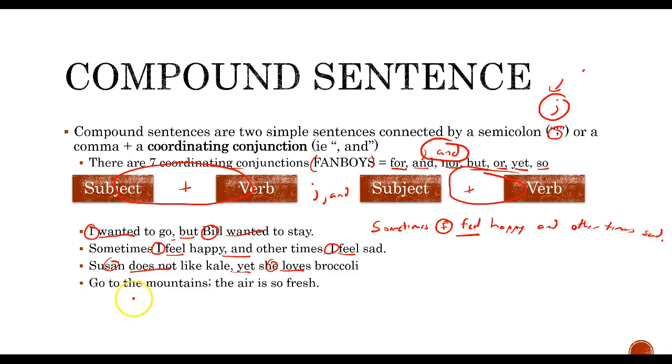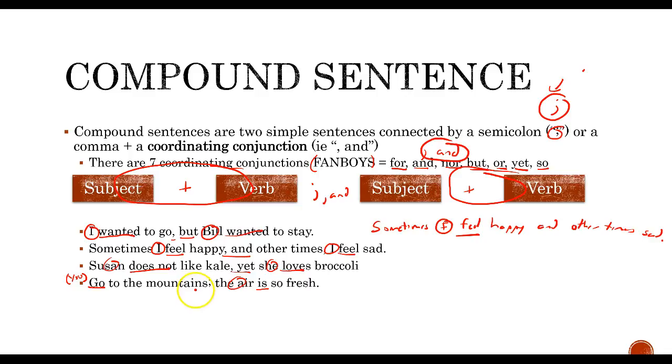Here's one with the semicolon. Go to the mountains; the air is so fresh. So what's the subject of this phrase? The verb is go. The subject is, like I mentioned before, you, since this is a directive, it's a command. You go to the mountains, semicolon. The air is fresh, so fresh.